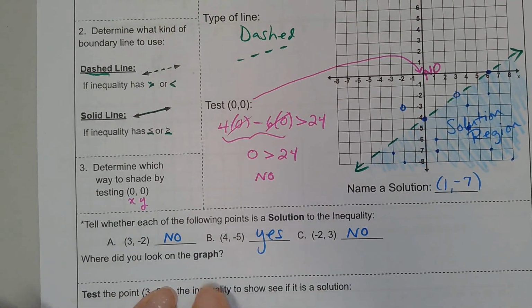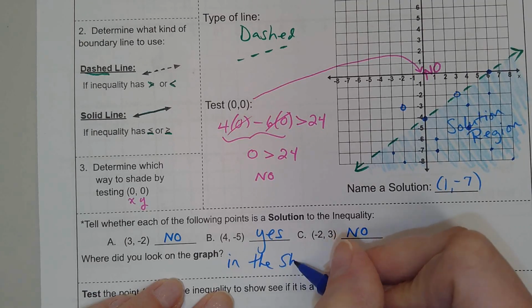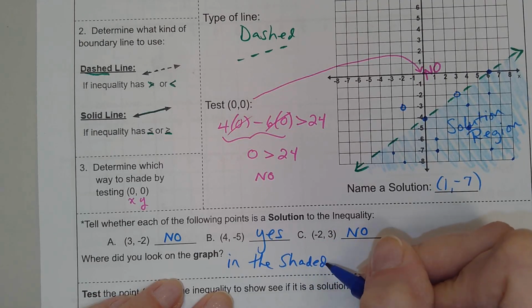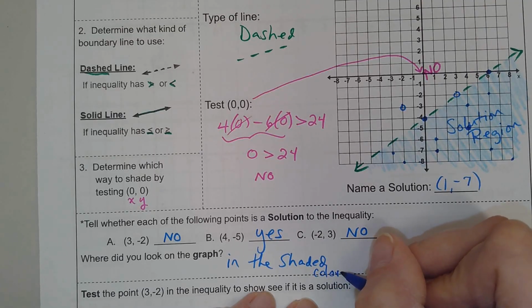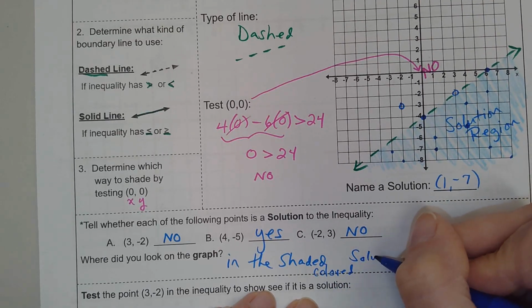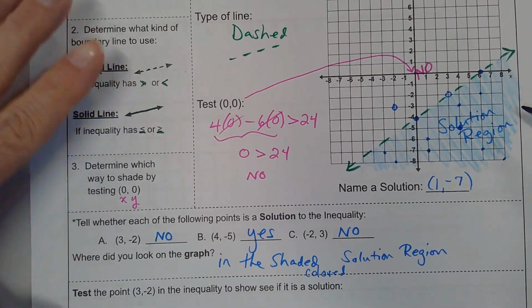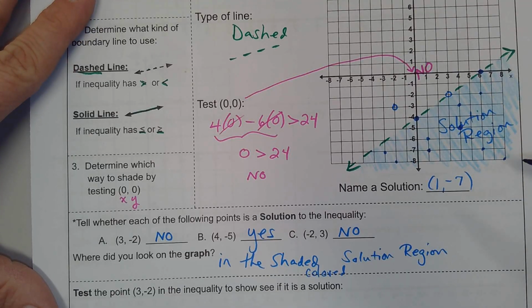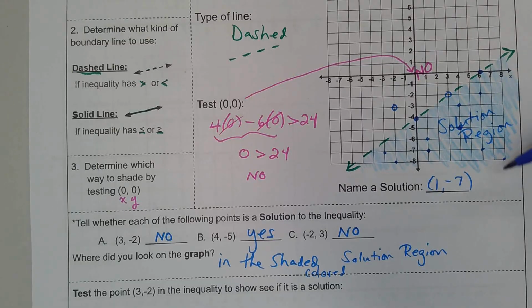Where am I looking? I am looking in the shaded, meaning colored, solution region. So there's not just one answer, there's many answers. And how you show that is by coloring the piece of the graph paper that is the solution region.